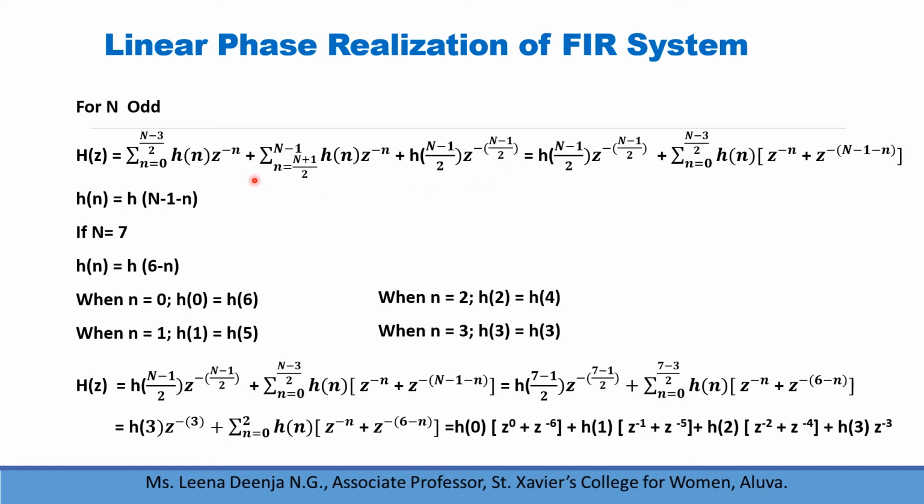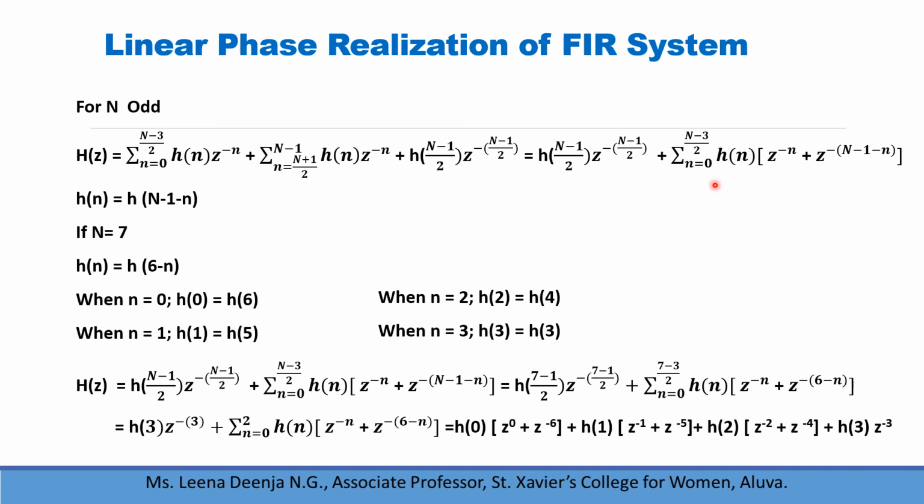Then plus, the next limit is for n equal to N/2 plus 1/2, that is (N plus 1)/2 to N minus 1, h(n) z raised to minus n. Take this last term first. Then it is equal to h(n) z raised to minus n. And here we can change the limit starting from 0 by putting n as N minus 1 minus this n. Therefore, the two limits are now the same.